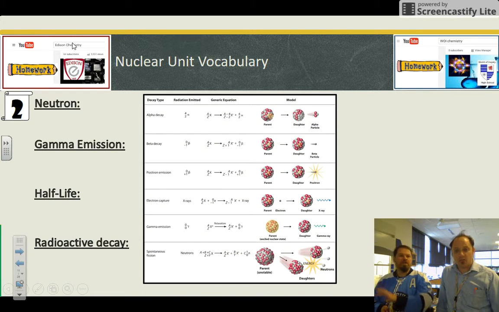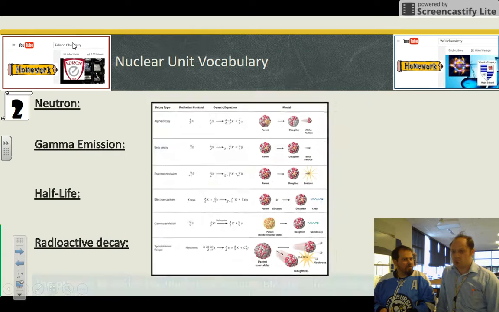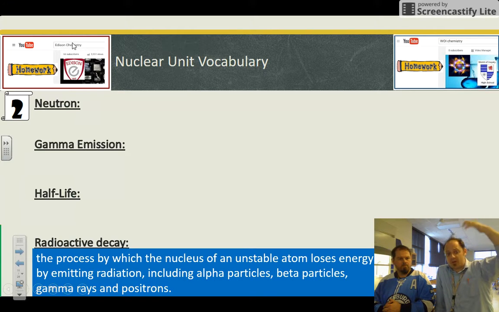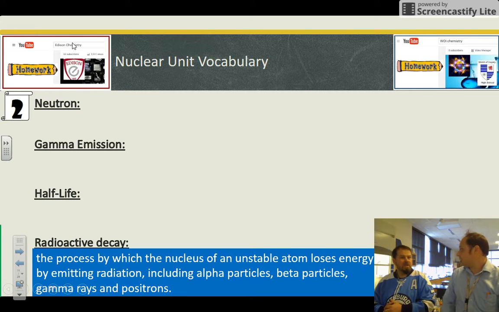And it's that simple. Here is a picture of basically all the radioactive decay modes. We got a lot of them. This is the process: the nucleus is unstable and loses energy by emitting radiation, beta particles, gamma rays, alpha particles, positrons, all of them. This is a generic word, right?